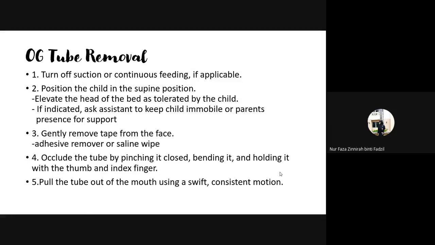For OG tube removal, first we should turn off the suction or continuous feeding, put the patient in the supine position, and elevate the head of the bed as tolerated by the child. If indicated, we can ask for assistance to keep the child immobile, or have the parents present for support. Then gently remove the tape from the face using an adhesive remover or saline wipe. Occlude the tube by pinching it closed, bending it, and holding it with the thumb and index finger. Then we pull the tube out of the mouth using a swift and consistent motion.